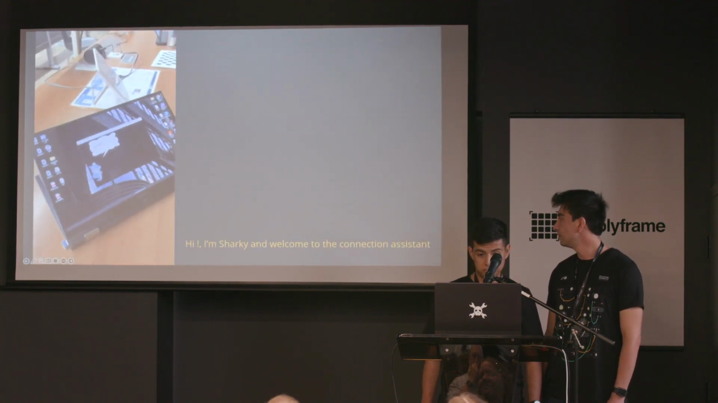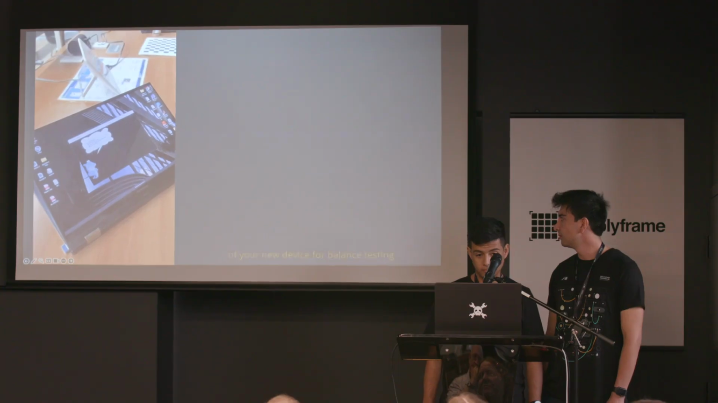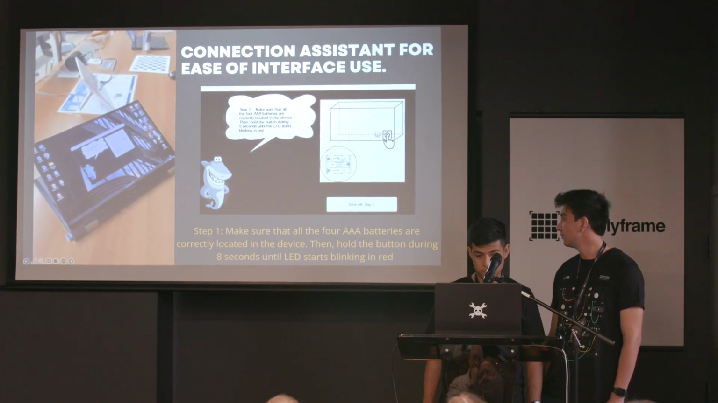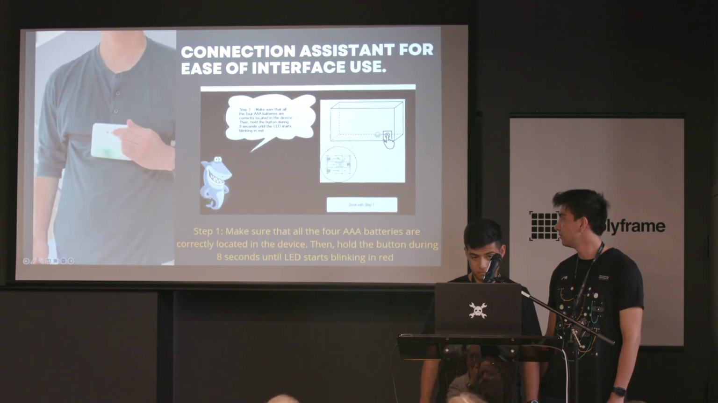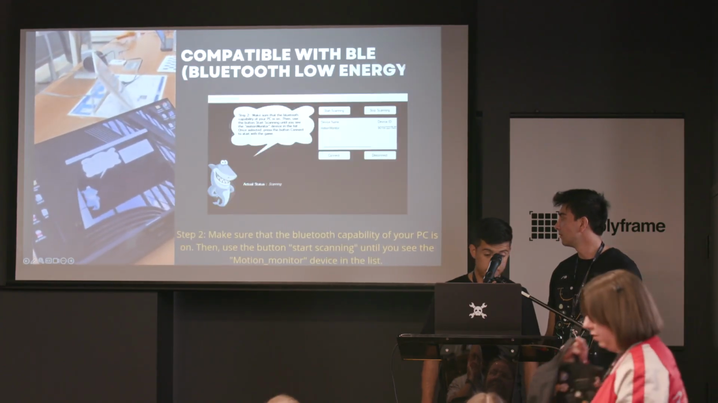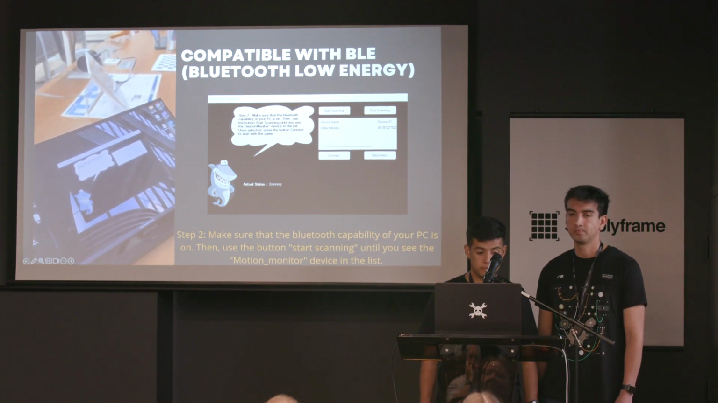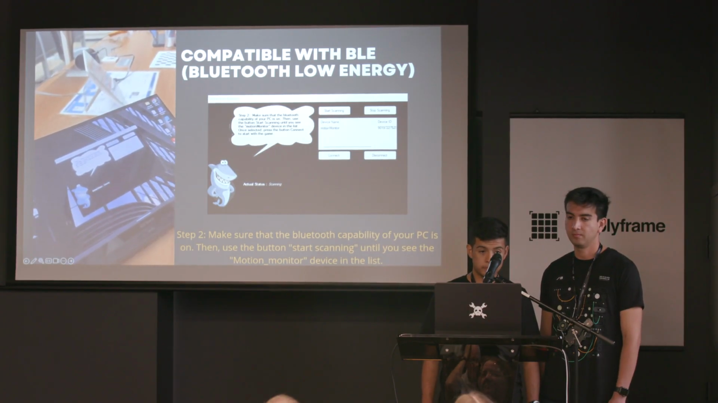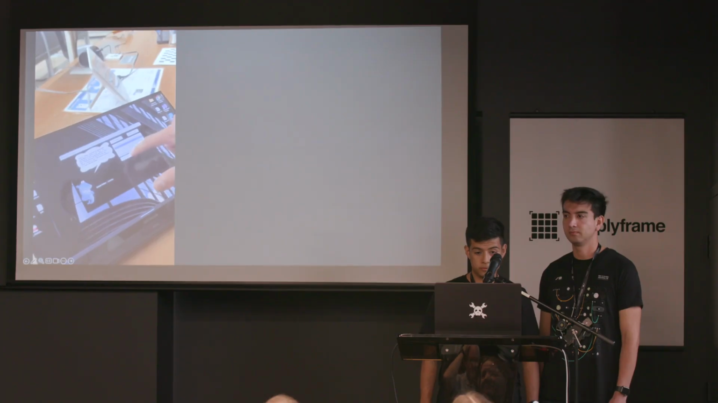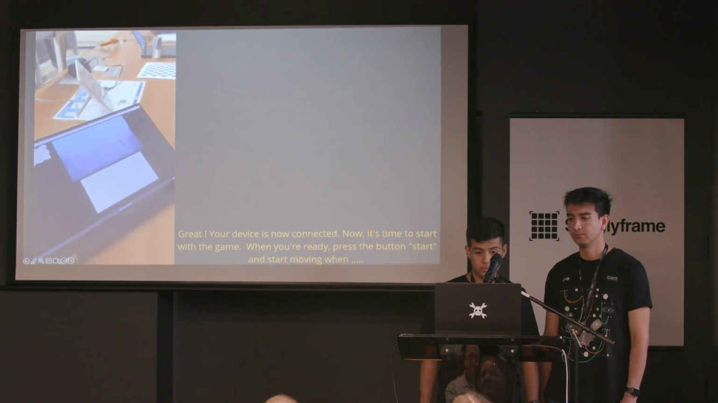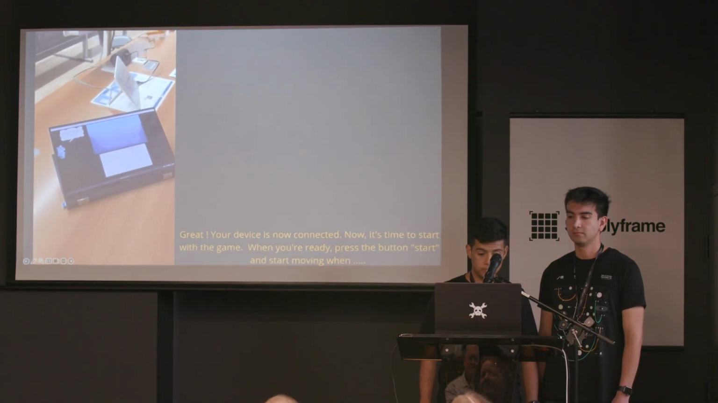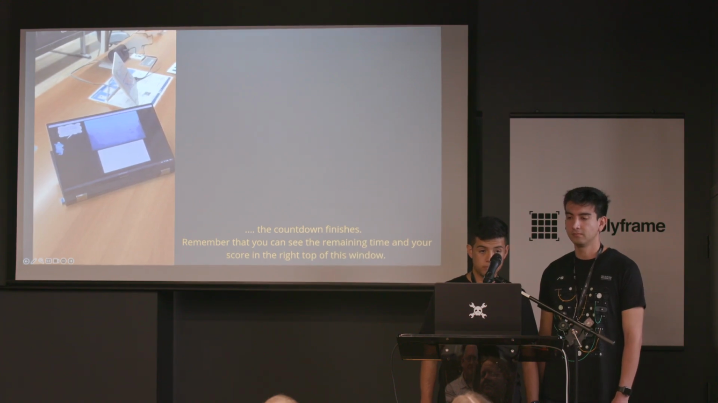Hi, I'm Sharky, and welcome to the connection assistant of your new device for balance testing. Step 1. Make sure that all the 4 AAA batteries are correctly located in the device. Then, hold the button for 8 seconds until the LED starts blinking in red. Step 2. Make sure that the Bluetooth capability of your PC is on. Then, use the button Start Scanning until you see the Motion Monitor device in the list. Once selected, press the button Connect to start with the game. Great. Your device is now connected. Now, it's time to start with the game. When you're ready, press the button Start, and start moving when the countdown finishes. Remember that you can see the remaining time and your score in the top right of this window.